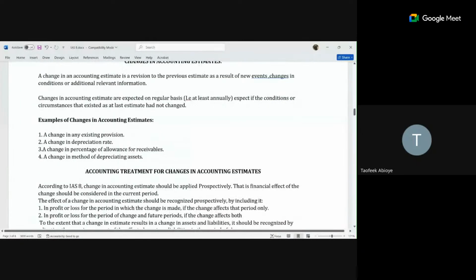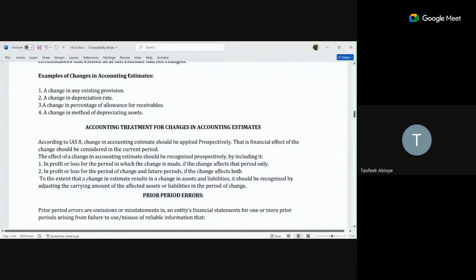Moving forward. Treatment of change in accounting estimate. According to IAS 8, a change in accounting estimate should be applied prospectively. That is, the financial effect of the change should be recognized in the current and future periods. So when you're talking about changing the accounting estimate, it makes use of prospective application. That is, you start applying that change right from the day that you make the estimate, going forward. You're not going to go back and start saying previous periods do not make sense. It's not feasible.